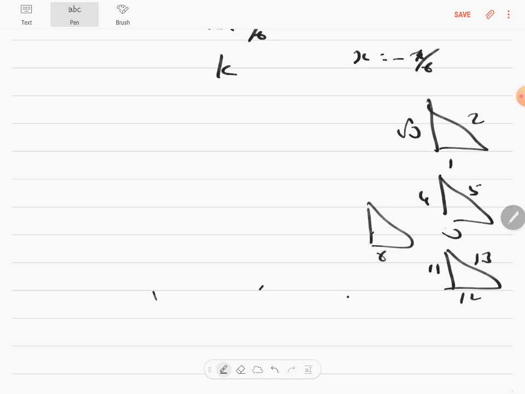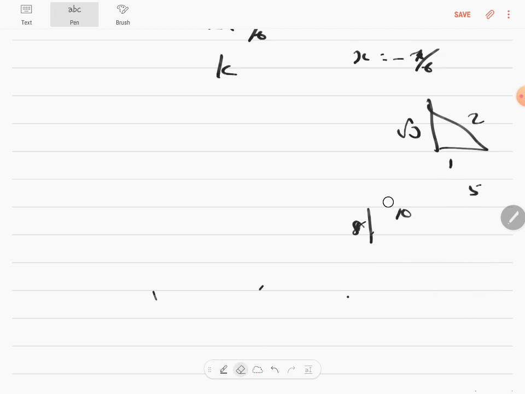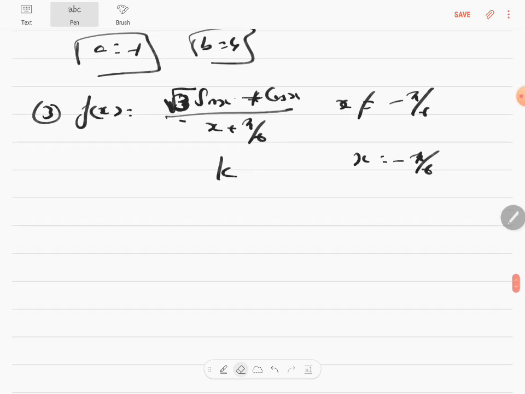6, 8, 10 is a triplet. 5, 12 and 13 is a triplet. Sorry, yes, 6, 8 and 10 is a triplet. Like that, you should know the moment you see it that there is a triplet there. Should I do something with the trick, some trick with the triplet?